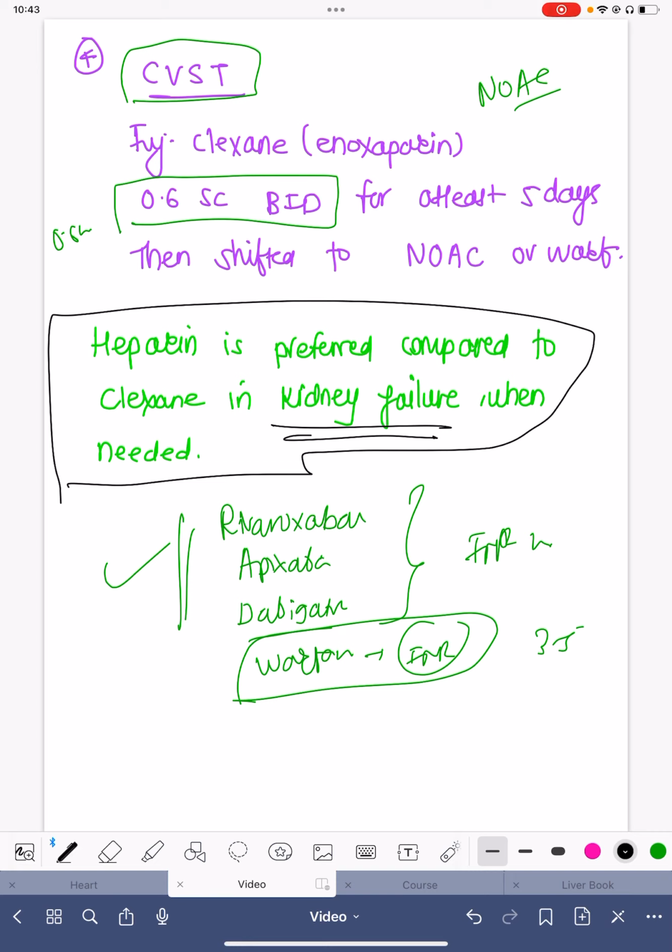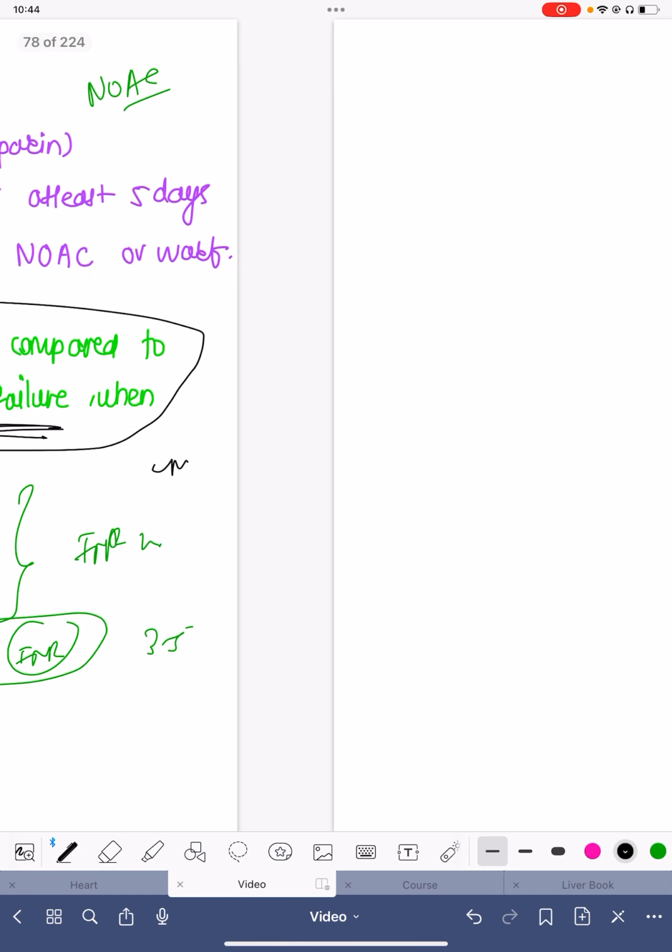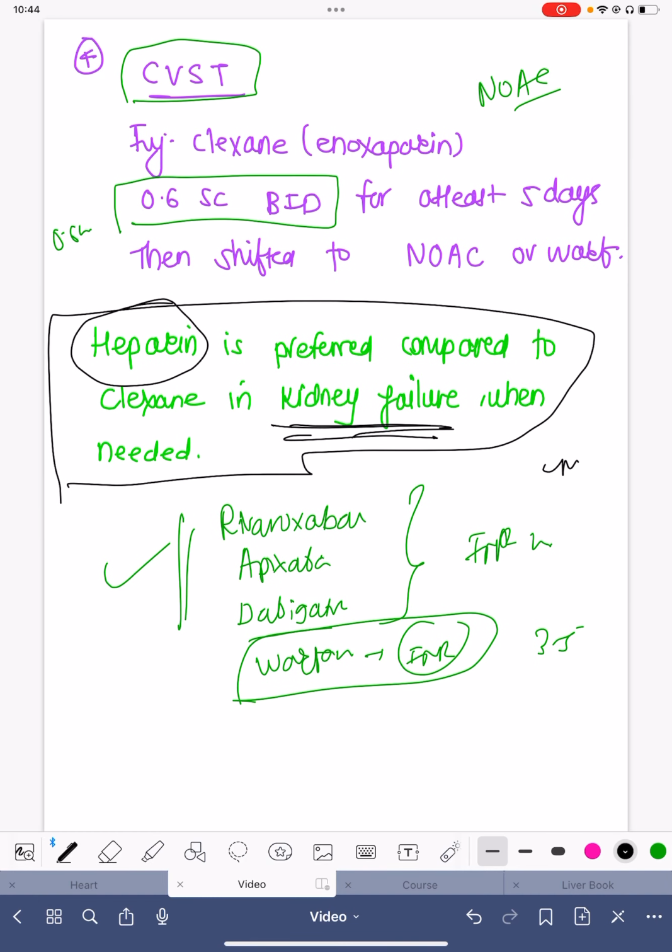So in kidney failure, the concentration of Clexane or Enoxaparin or low molecular weight heparin may be higher, and it may lead to excessive bleeding, and it has a longer duration of action. So to terminate the duration of action faster and to have a lesser risk of bleeding, in kidney failure patients usually heparin is preferred instead of low molecular weight heparin. So this was all about Clexane today.